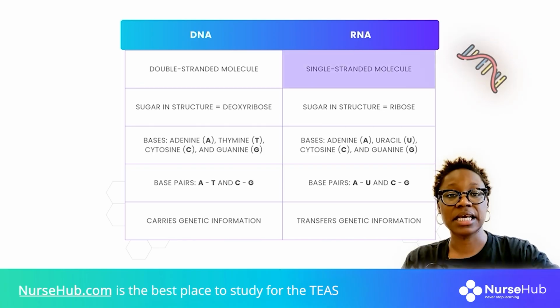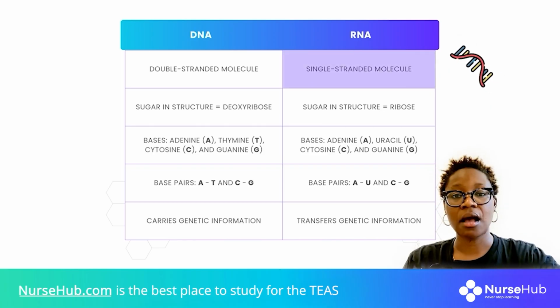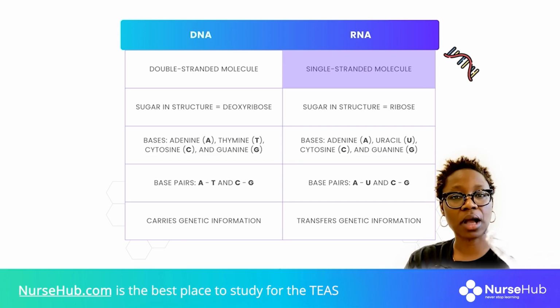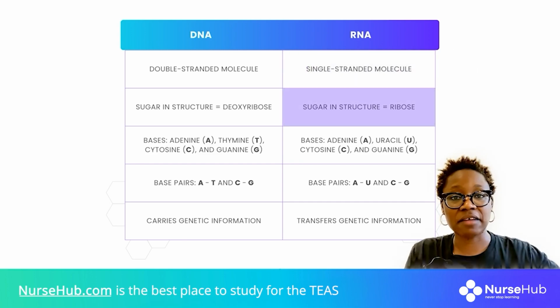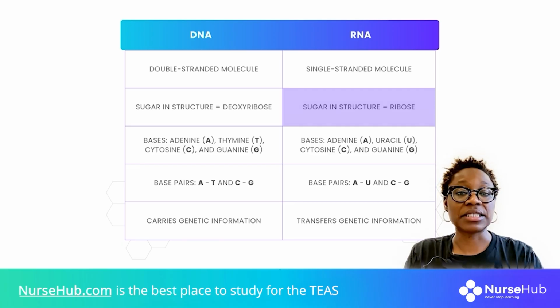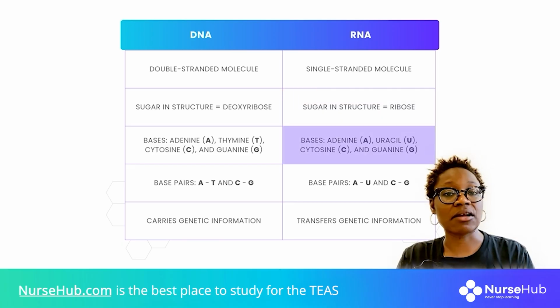RNA, on the other hand, is typically single-stranded, although it can fold back on itself to form more complex structures. It contains ribose sugar instead of the deoxyribose sugar found in DNA, and the four bases in RNA are adenine, guanine, cytosine, and uracil.